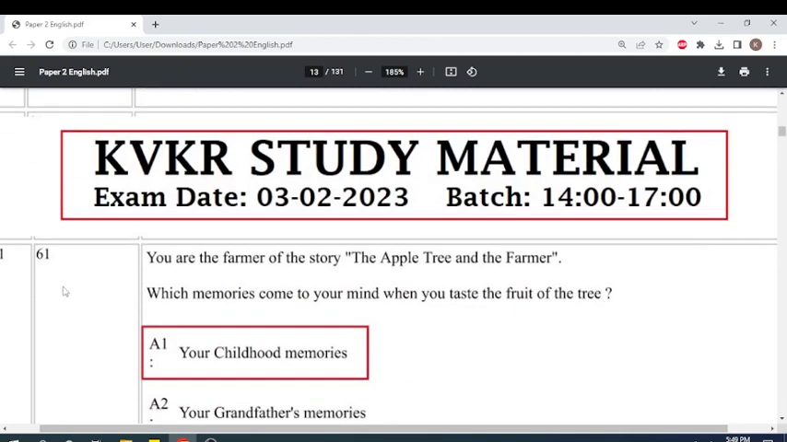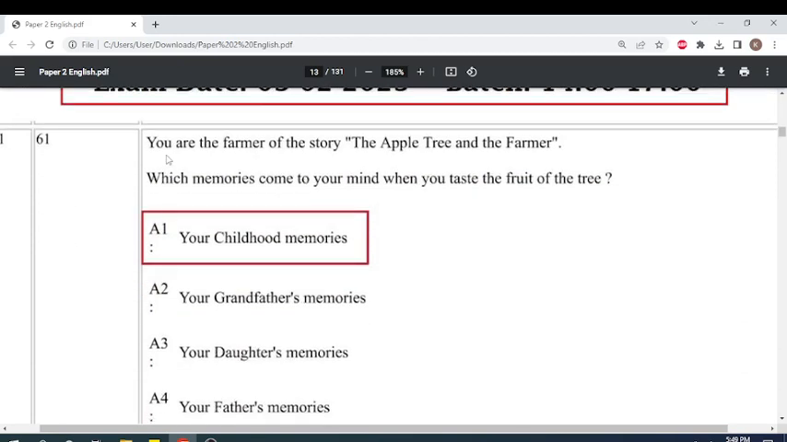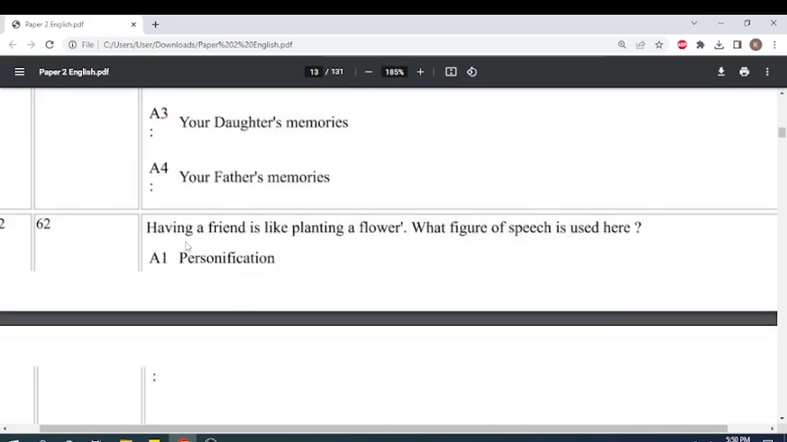Next question paper. Exam date 3-2-2023. Batch, afternoon batch. The 61 question is, you are the farmer of the story, The Apple Tree and the Farmer. Which memories come to your mind when you taste the fruit of the tree? Answer A1. Your childhood memories.